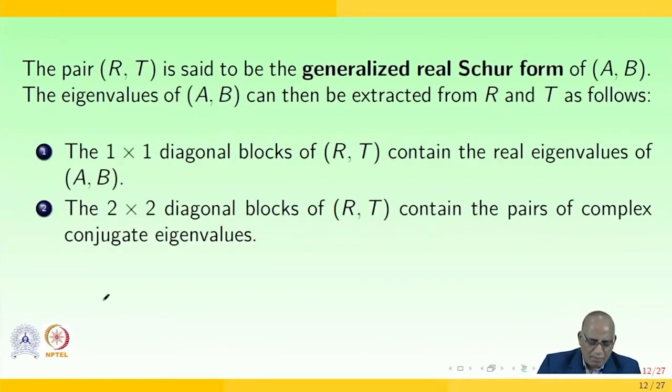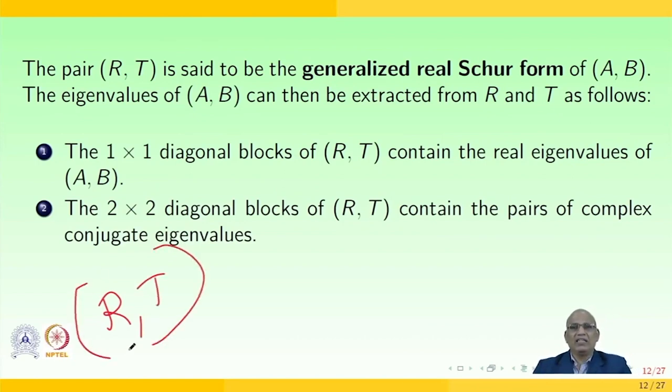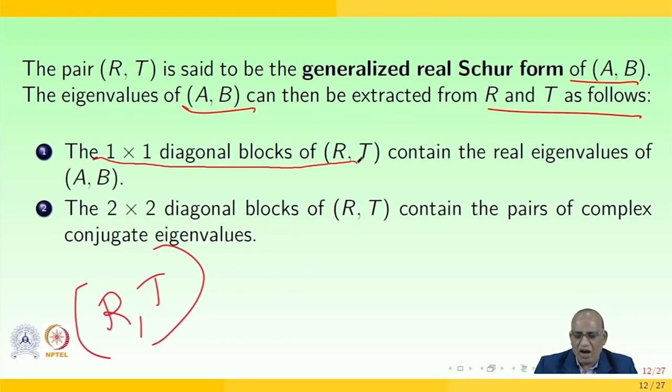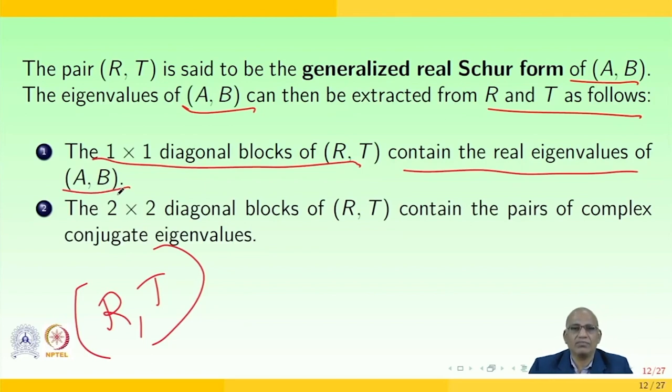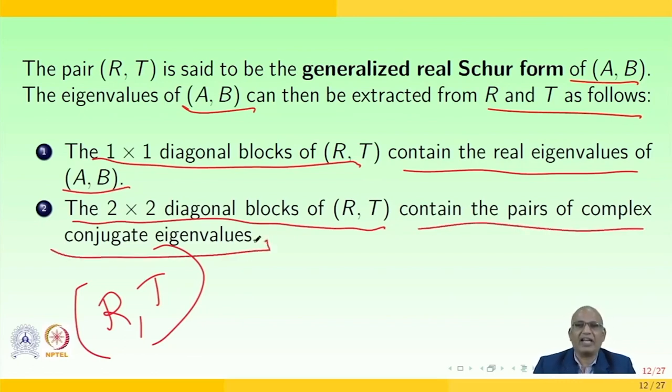Now, the pair R, T is said to be the generalized real Schur form of A, B. The eigenvalues of AB can be extracted from R and T as follows. The 1 by 1 diagonal blocks of R, T contain the real eigenvalues of AB. The 2 by 2 diagonal blocks of R, T contain the pairs of complex conjugate eigenvalues.